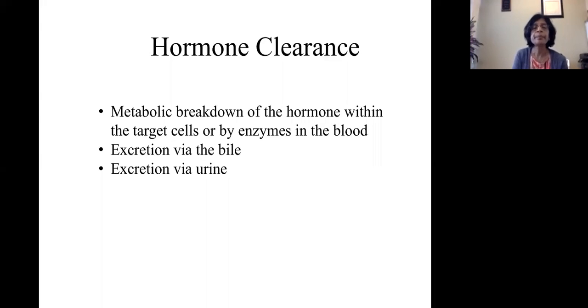And then the liver breaks down hormones as well. Some hormones are taken to the liver where it processes and is inactivated and removed in the form of bile. And kidneys do the same. Some hormones are processed in the kidneys, and any metabolic wastes are removed in the form of urine.